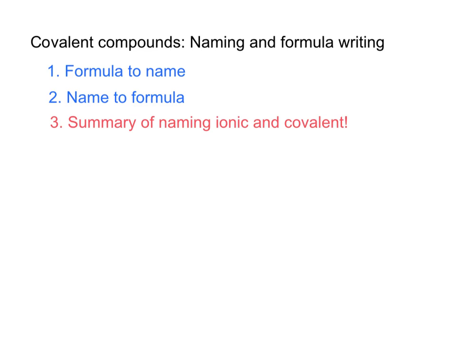All right, welcome to this tutorial on how to name and write formulas for a covalent compound. So the first thing we'll do is learn how to write a name from a formula, and then we'll learn how to write a formula from a name, and then I'm going to give you a little summary table of both ionic and covalent naming just so that you can keep them straight.